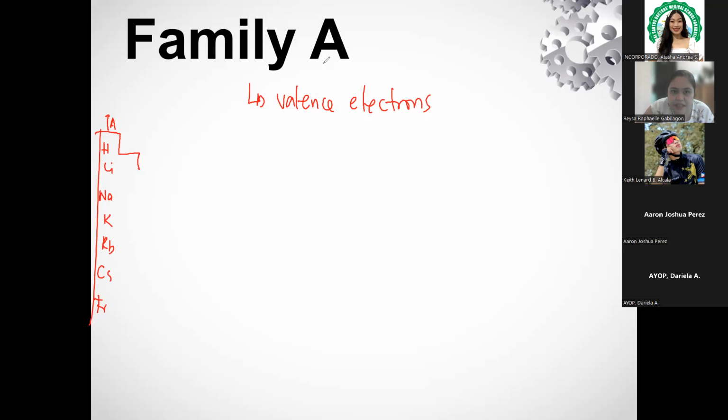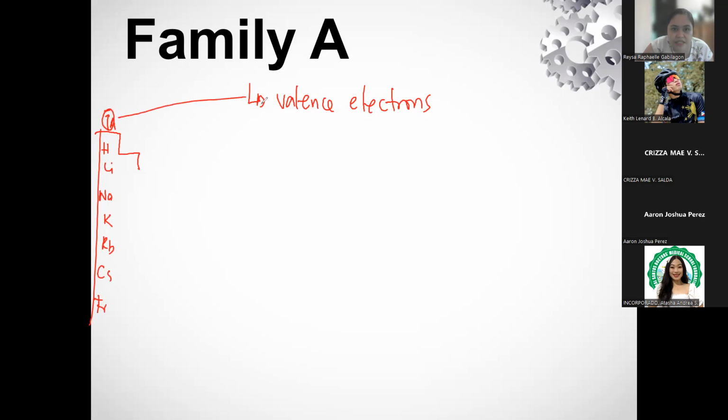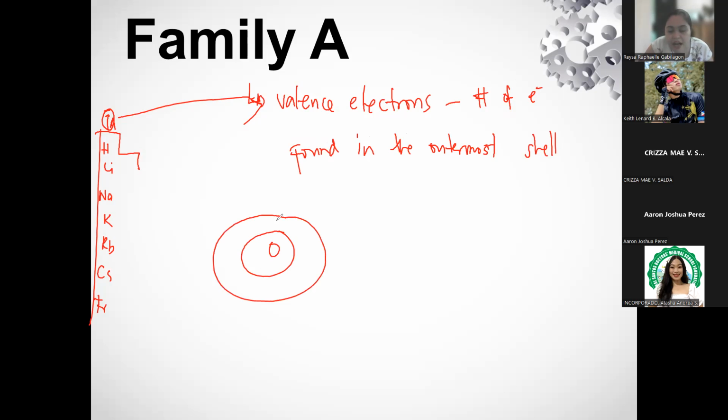And again, ang nire-represent ng number na yan, group 1, is the number of valence electrons. And when you say valence electrons, it's the number of electrons found in the outermost shell. Kung ilan man ang electrons sa outermost shell, yan yung tinatawag na valence electrons. So kung nasa group 1A siya, meaning sa outermost shell nila, meron lang silang isang electron.